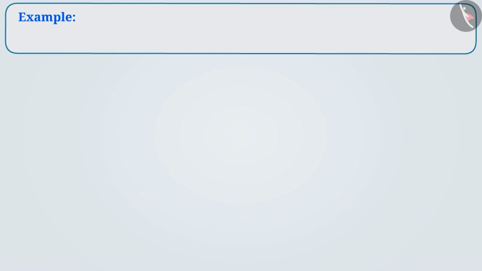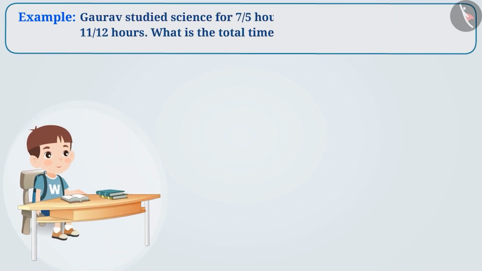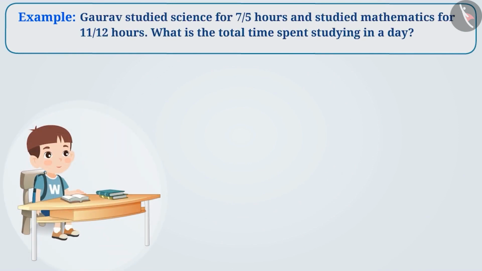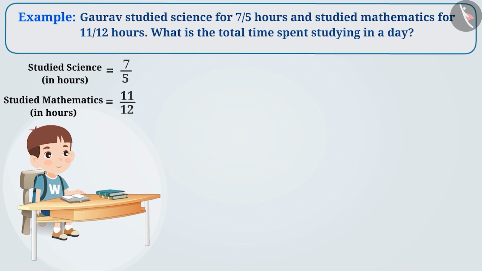Next example. Gaurav studied science for 7 by 5 hours and studied mathematics for 11 by 12 hours. What is the total time spent studying in a day? To find the total time spent by him on studying, we have to add 7 by 5 and 11 by 12. Since the denominators are not equal, we make them equal with the help of LCM.